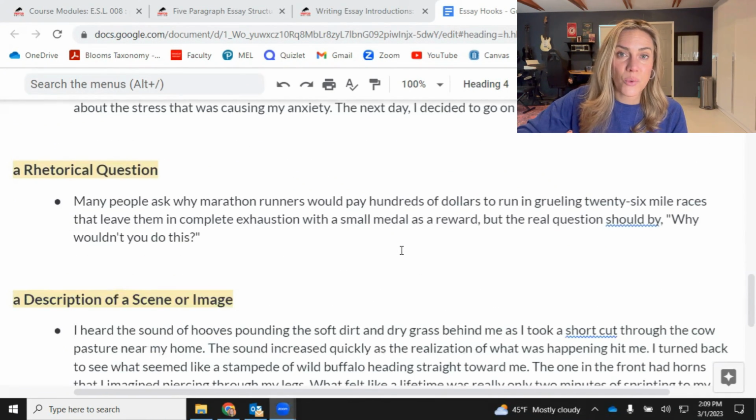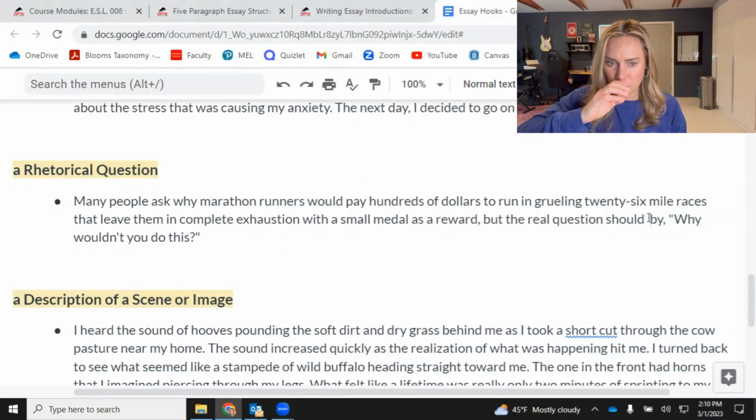You can also ask a rhetorical question. It's a question, but it's not a question that requires an actual answer. Rhetorical just means persuasive. So when you use a rhetorical question, you're not really asking anyone to answer your question. You're asking them to think about your question and you're kind of convincing them to agree with you by asking this question.